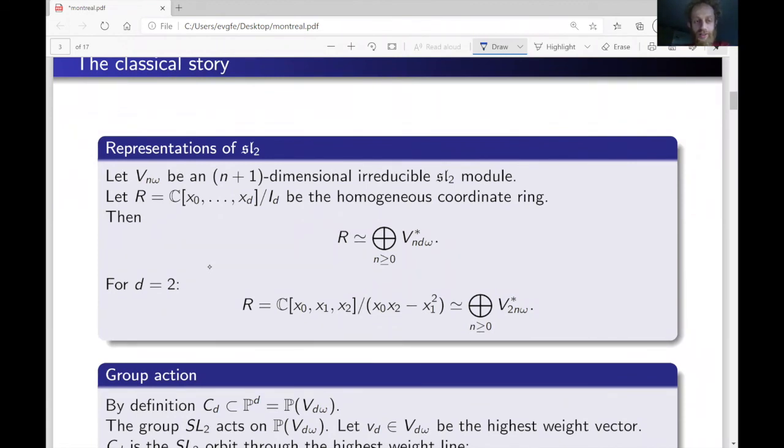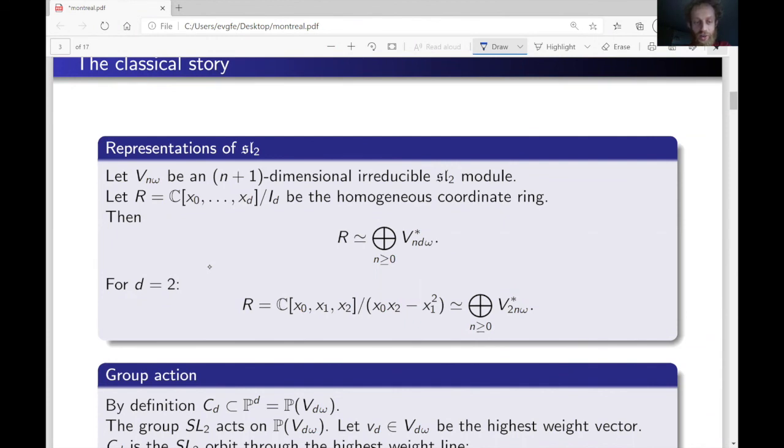Actually, the Lie group and Lie algebra which is important here is SL2. And what's the reason for that? Let us first make one statement. Let V omega be an n+1 dimensional irreducible SL2 representation. Well, this is a very standard thing.